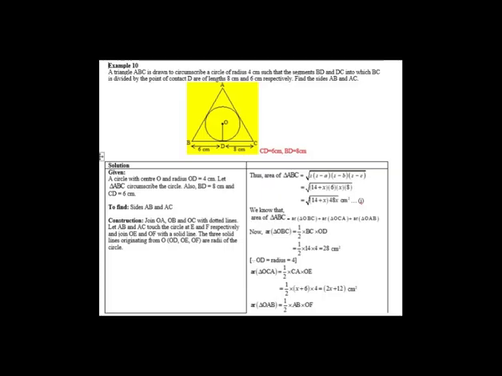3x minus x is equal to 14, which implies 2x is equal to 14. Therefore, x is equal to 7 centimeter. Therefore, AB is equal to x plus 8 is equal to 7 plus 8, which is equal to 15 centimeter. BC is equal to 14 centimeter. CA is equal to x plus 6 is equal to 7 plus 6, which is equal to 13 centimeter. Therefore, AB is equal to 15 centimeter, BC is equal to 14 centimeter and CA is equal to 13 centimeter.